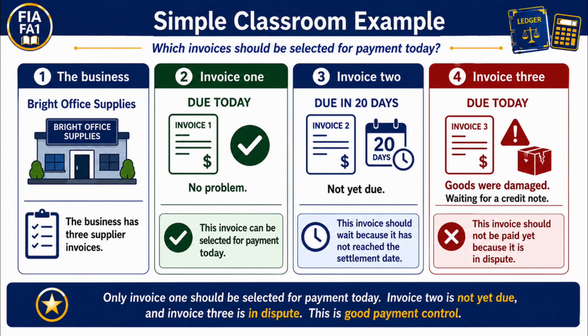Simple classroom example. Let us imagine a business called Bright Office Supplies. It has 3 supplier invoices. Invoice 1 is due today and has no problem. This invoice can be selected for payment. Invoice 2 is due in 20 days. This invoice should normally wait because it has not reached the settlement date. Invoice 3 is due today, but the goods were damaged and the business is waiting for a credit note. This invoice should be marked as in dispute and should not be paid yet. So only invoice 1 should be selected for payment today. This is good payment control.